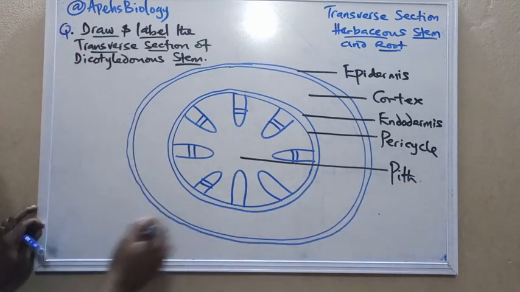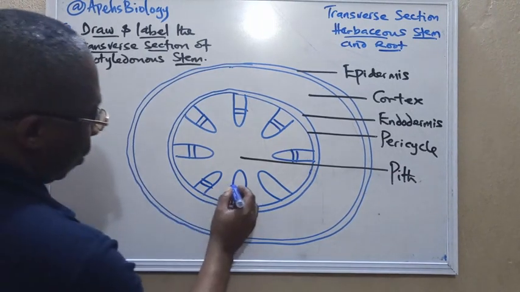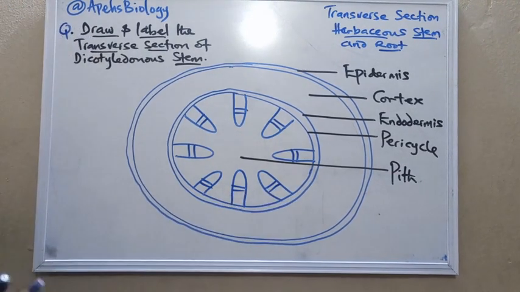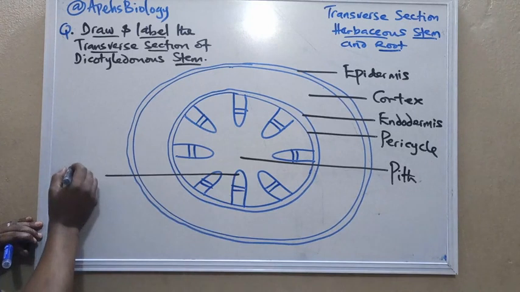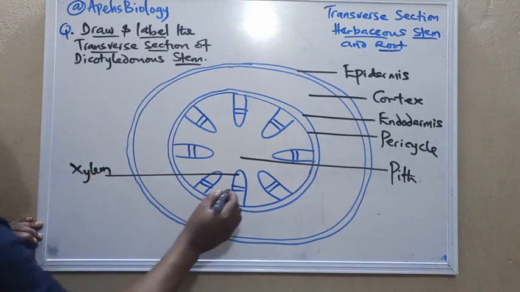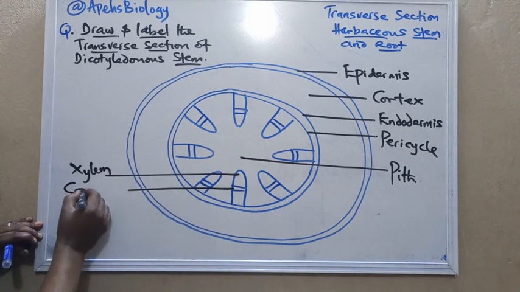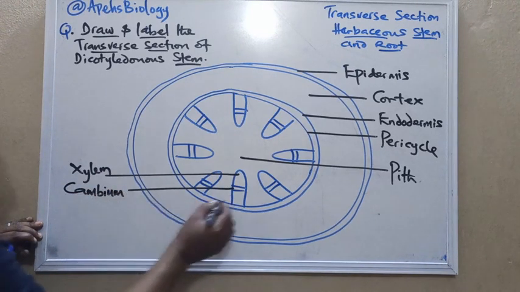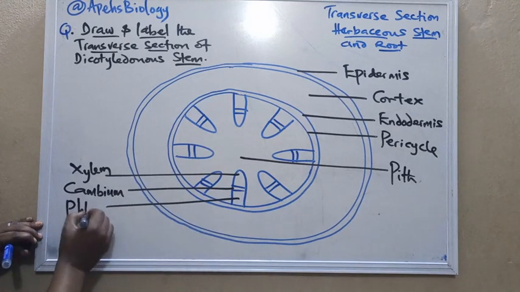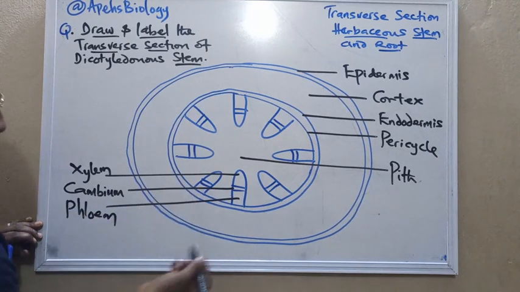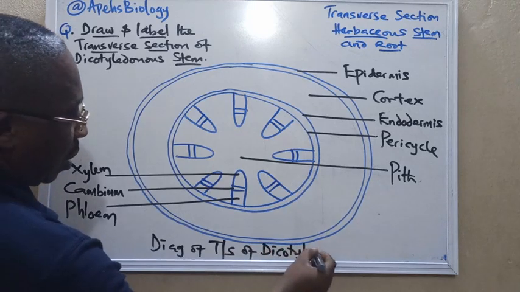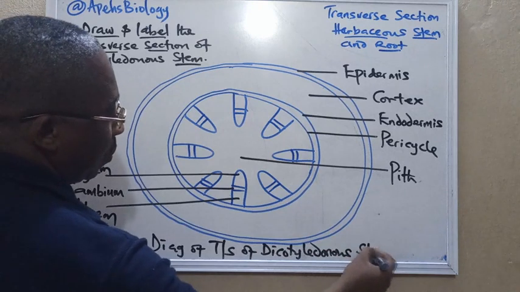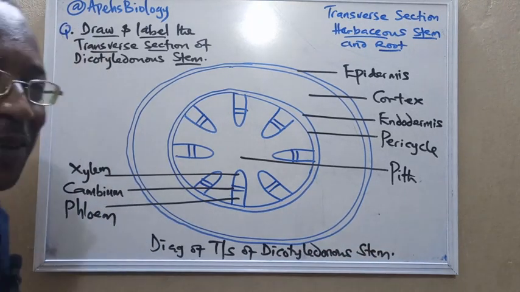Then let's identify the tissues in between. Remember, we also have to differentiate this. The inner one here is called the xylem, right? The middle one here is called the cambium, right? And then the lower one here is called the phloem, right? And this is the end of the diagram. We call it the diagram of the transverse section of dicotyledonous stem.